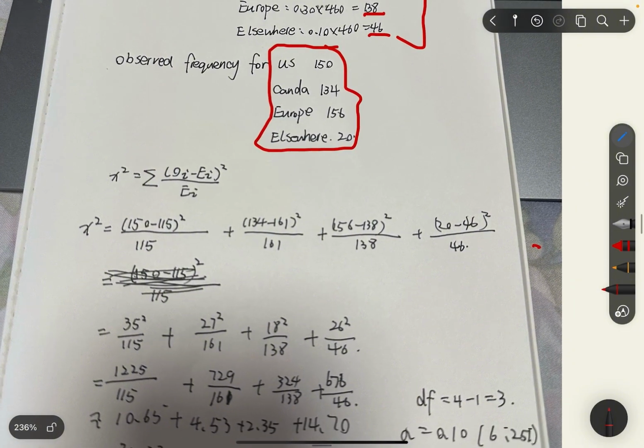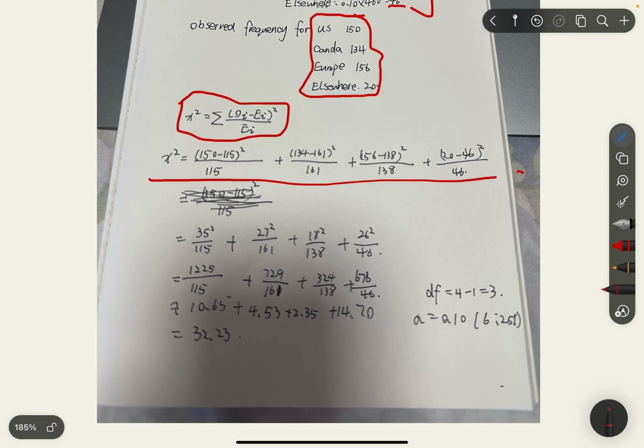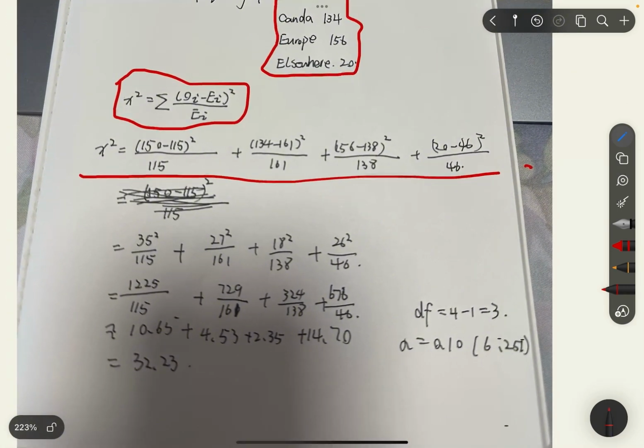Fourth, we compute the test statistic. The chi-square test statistic is calculated using this formula, where O is the observed frequencies and E is the expected frequencies. So we get this formula. Then we calculate, and finally the answer is 32.23.